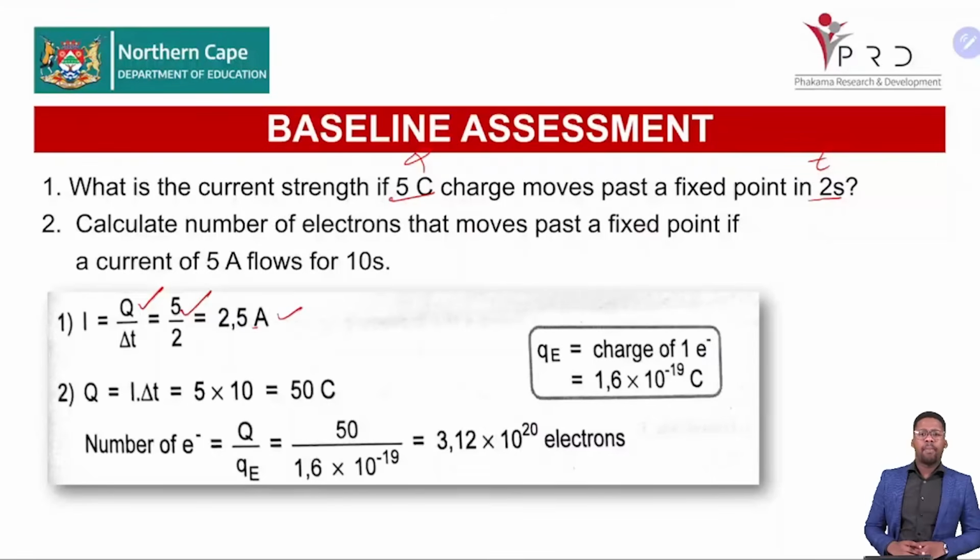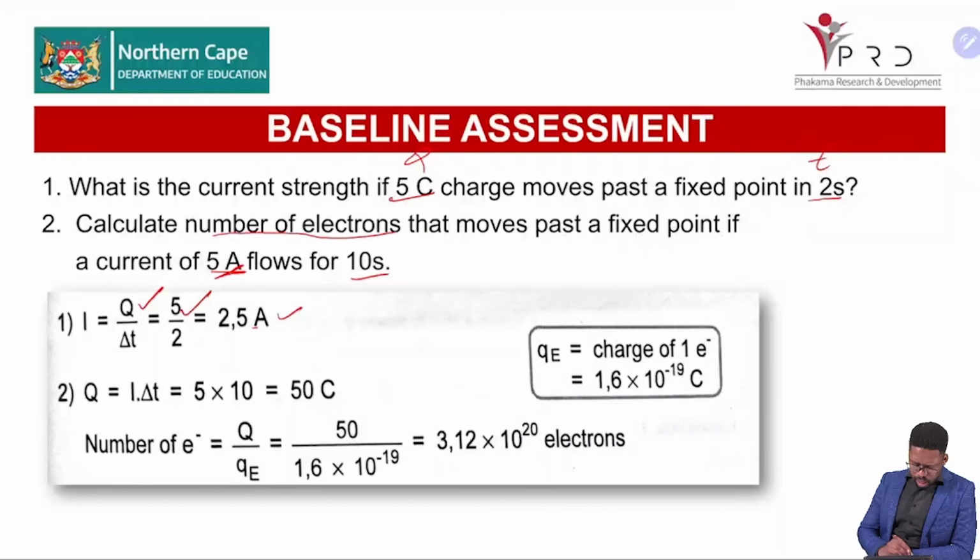So we are bringing an emphasis to you learners that no matter how excited we can be, let us make sure that we put the correct units. The second question: calculate the number of electrons that move past a fixed point if the current, we're given the value of the current is 10 amperes, it flows for 10 seconds.